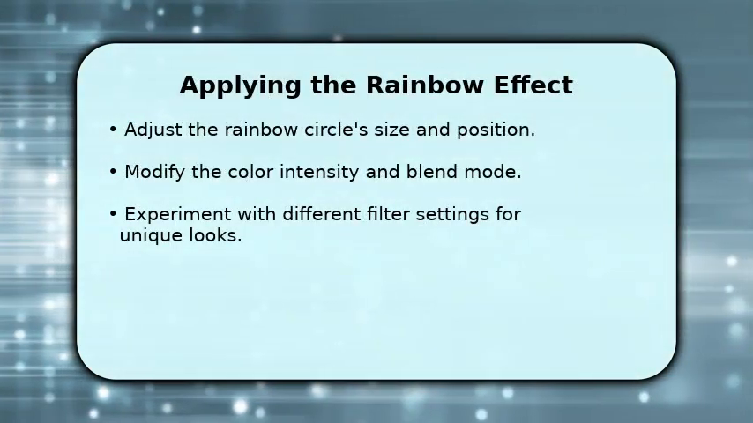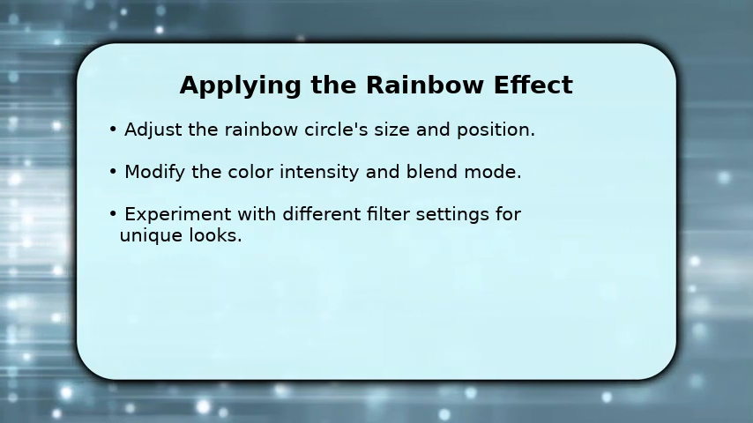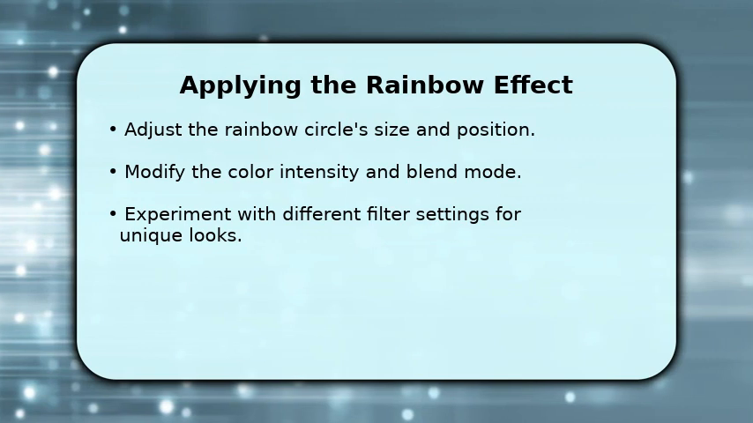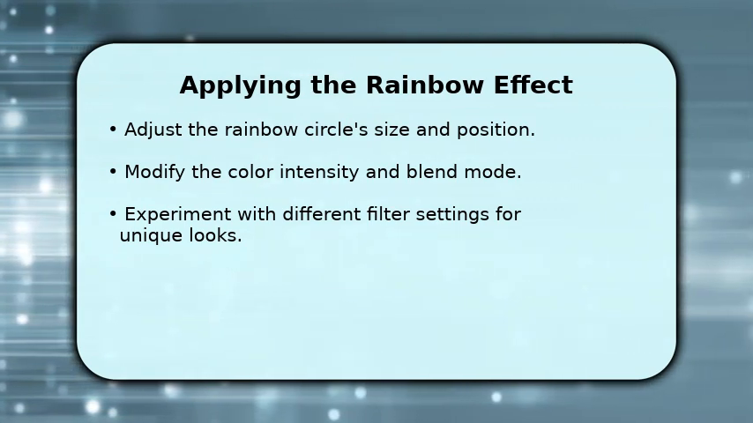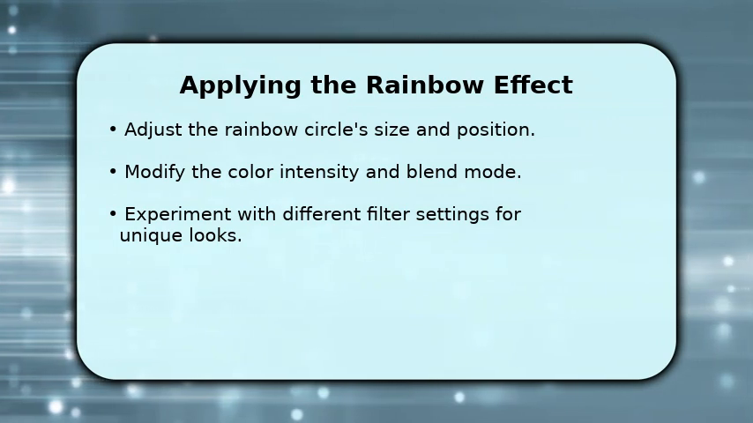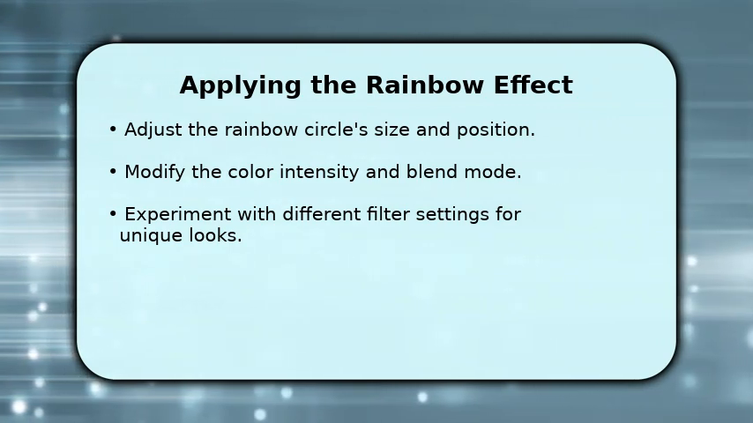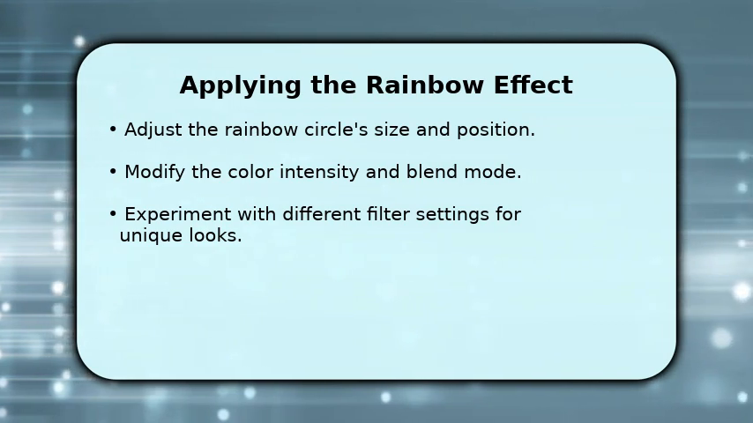Once you've selected the rainbow filter, a circular gradient will appear on your canvas. You can easily drag and resize this circle to fit your desired area. Look for options to adjust the color intensity or saturation, typically found in the filter's submenu.